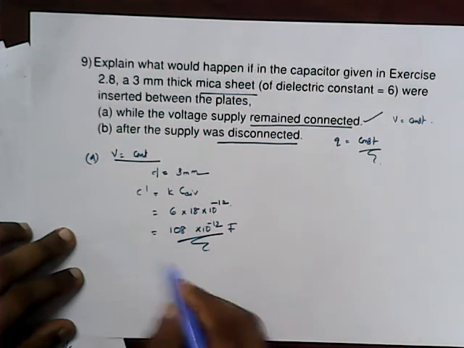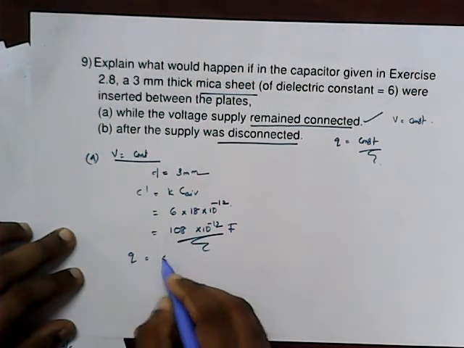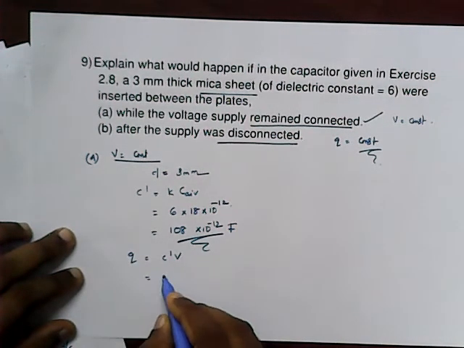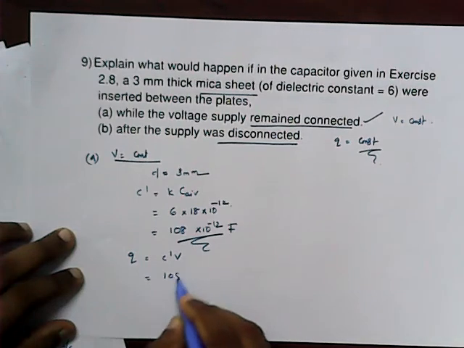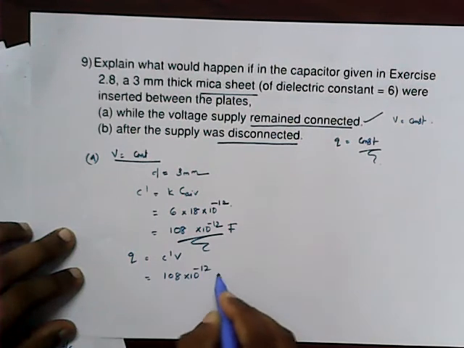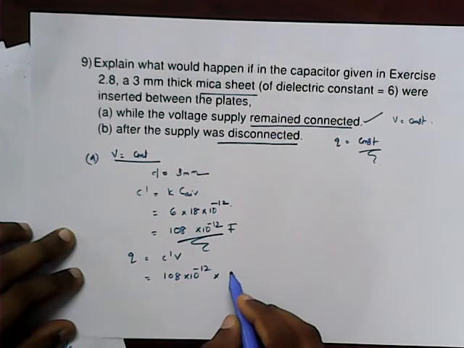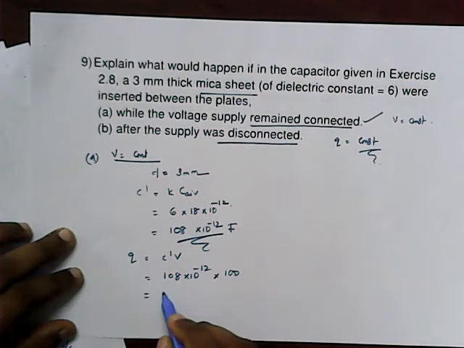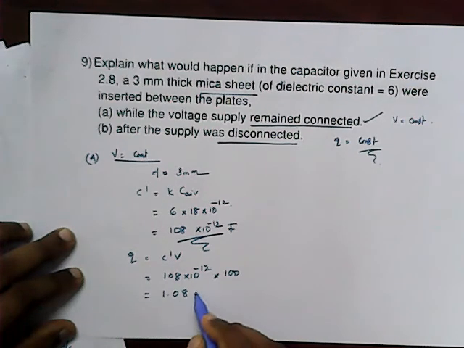And the charge we can then easily find out. That is C dash times V. So that is equal to 108 × 10^-12 times the potential we already connected, which is 100. So you get the value. The charge changes to 1.08 × 10^-8 coulomb.